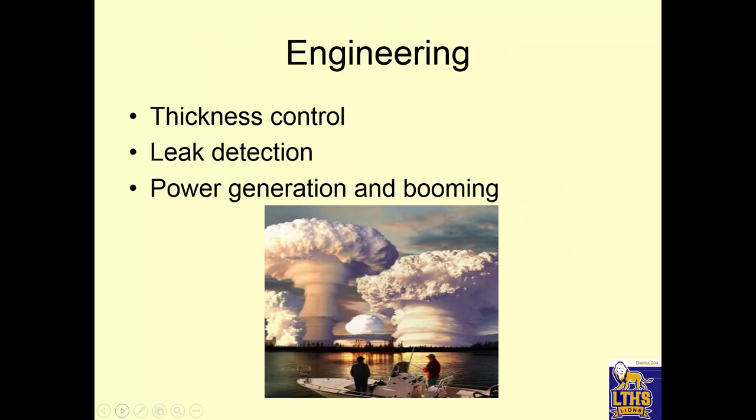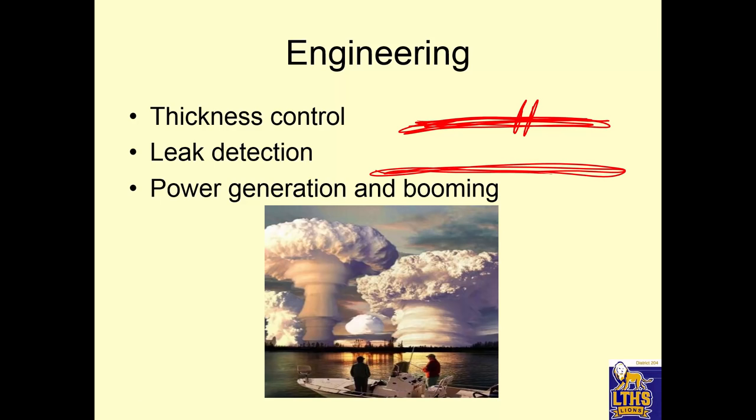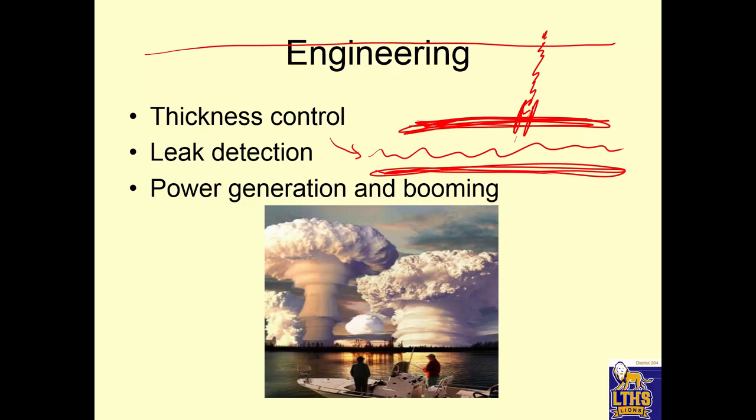Engineering is thickness control and leak detection. So if I have something that is supposed to be a solid barrier, right, but it's got a hole in it. And here, let's say it's a pipe, and I've got stuff flowing through here. Well, if it's way underground and I don't know where this leak is happening, I don't want to have to dig up the whole pipe. So I put something radioactive in here, and the radioactivity that leaks out of here will go click, click, click. And then the person checking it will say click, click, click. Oh, it must be right down here. And it helps you do that.